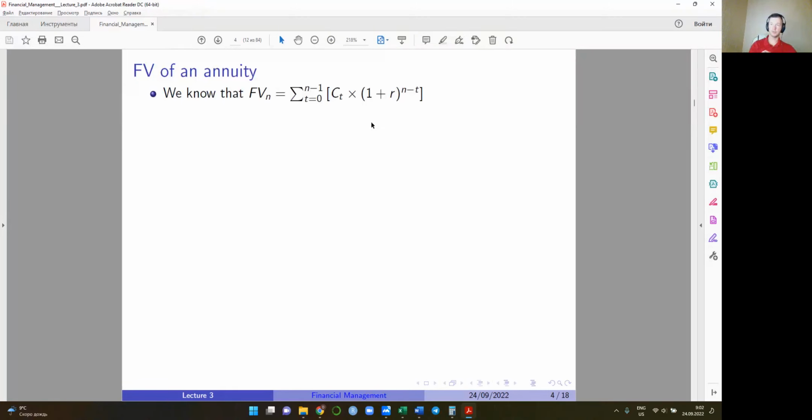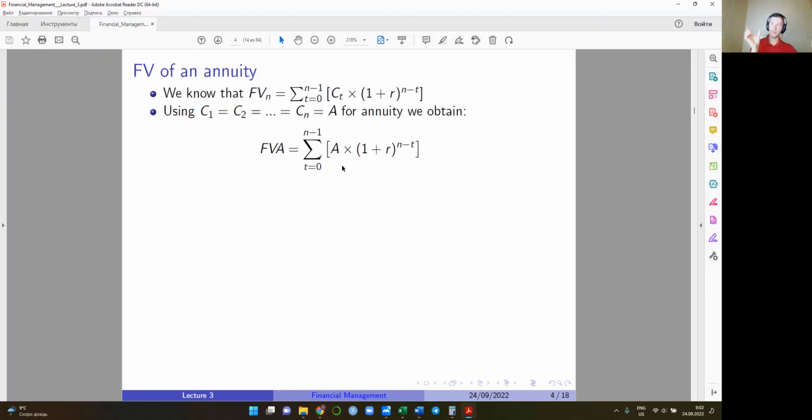Now, from the previous slide, we agreed that all payments are equal. So the Ct are equal, right? So if we use this equality, we can rewrite the formula for the future value of an annuity in the following way. Look, I just plug in A instead of Ct. Now we have a sum here, and inside this sum we have a common term, A. What can we do? We can factor this A out of the summation sign, like this.